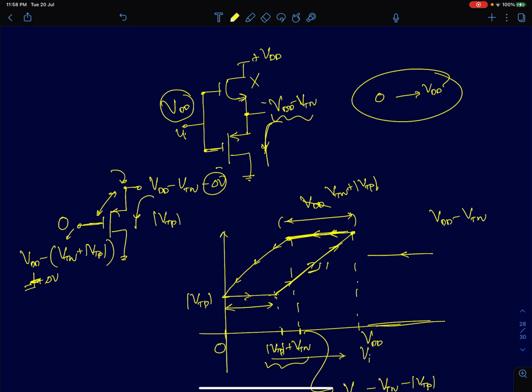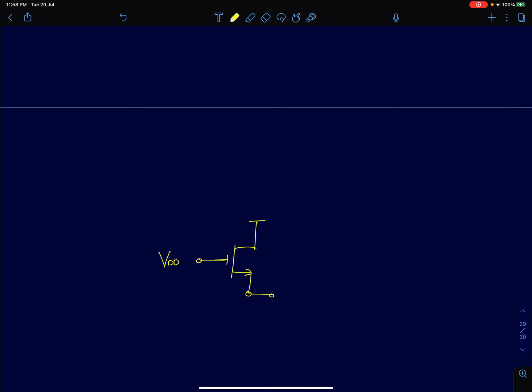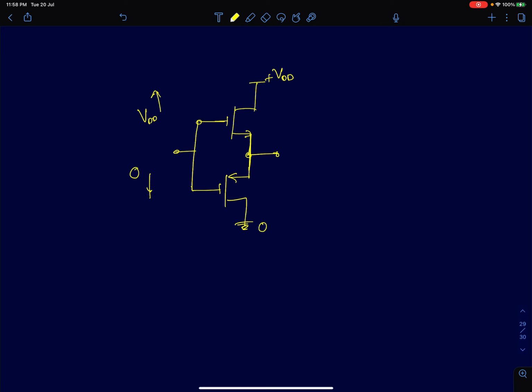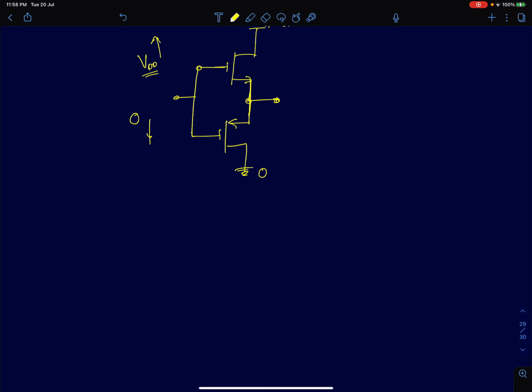But how will this graph look if the input were to go from, say, minus infinity to plus infinity, or large negative and positive voltages? I'm not worried about breakdown right now. I'm just going to change it to lower than 0. The input can go lower than 0 and higher than VDD, but I'm going to assume the supply is between VDD and ground. And in that case, how will this graph look?